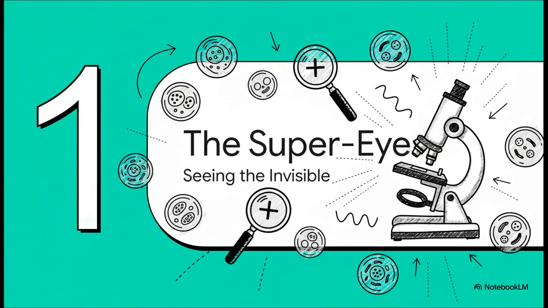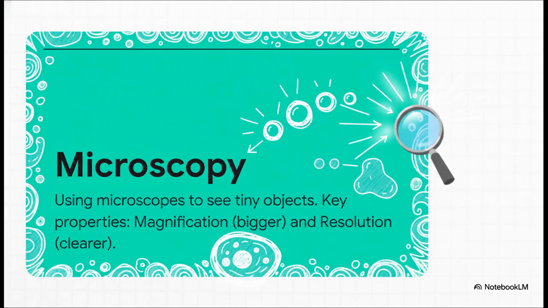I mean, when scientists need to look at something ridiculously tiny, like a single cell, what tool do they reach for? A microscope, of course. Now, this whole science of using microscopes is called microscopy, and it's all about two main words, magnification and resolution. Magnification is simple, right? It's just like zooming in on your phone camera. It makes things look bigger. But resolution, that's the real hero. It's what makes the image sharp and clear, not all blurry and pixelated.